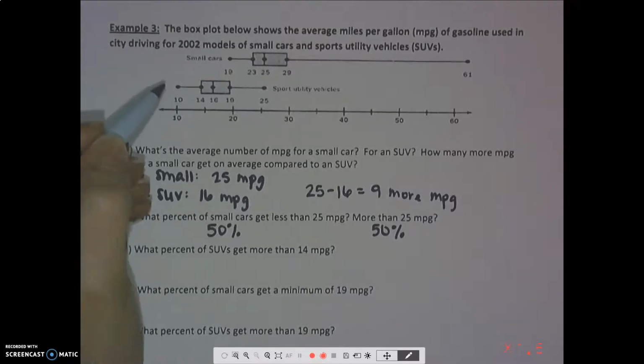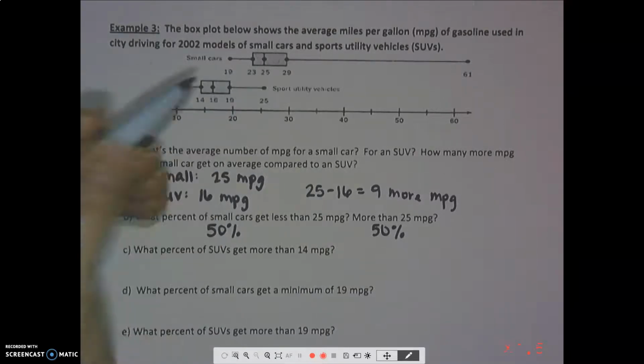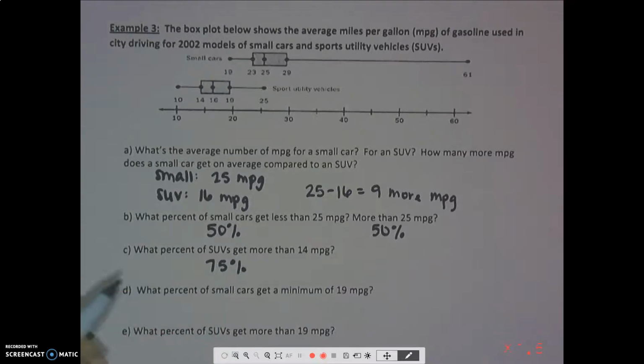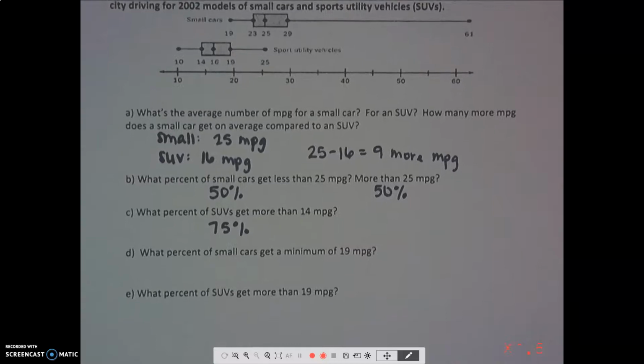What percent of SUVs get more than 14 miles per gallon? So we have to be looking at SUVs, which is down here. Here's our 14. There's 1, 2, 3 chunks. So that means that 75% of them get more than 14 miles per gallon.